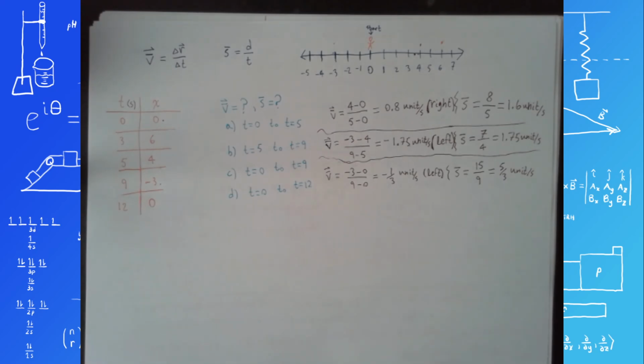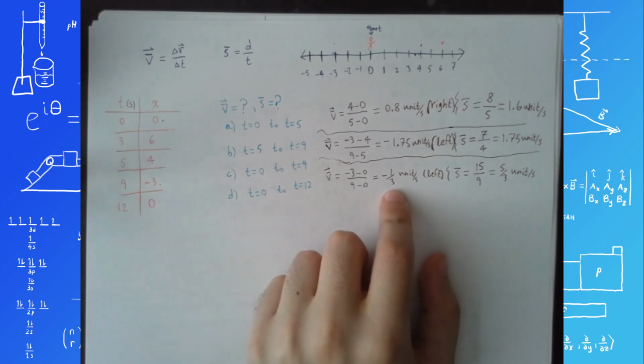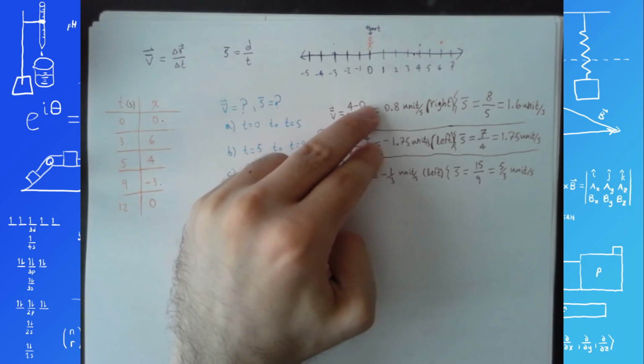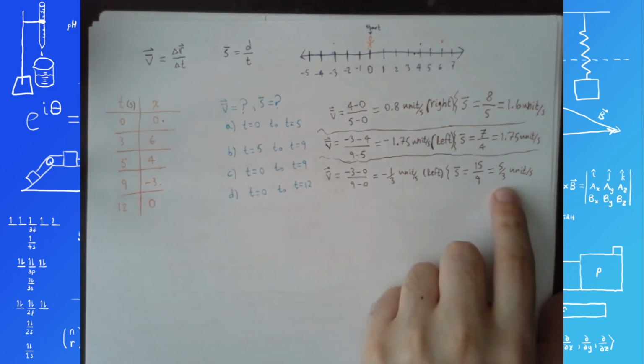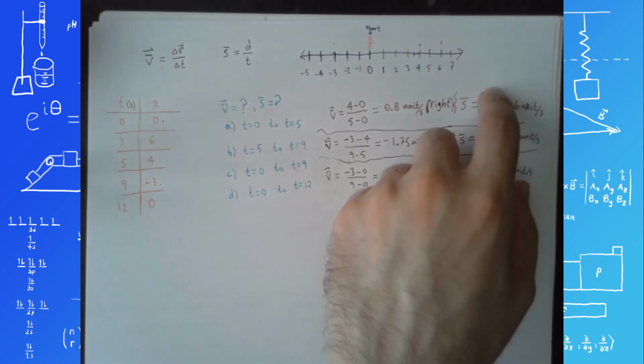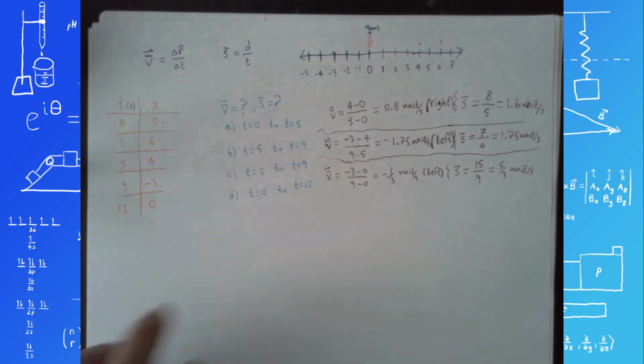Okay, so how do we get negative 1/3 out of the 0.8 and the negative 1.75? And similarly, how do we get 5/3 out of 1.6 and 1.75? Note that negative 1/3, or negative 0.333, is somewhere between 0.8 and negative 1.75, just not halfway in between. And similarly, 5/3, which is about 1.67, is somewhere between 1.6 and 1.75.